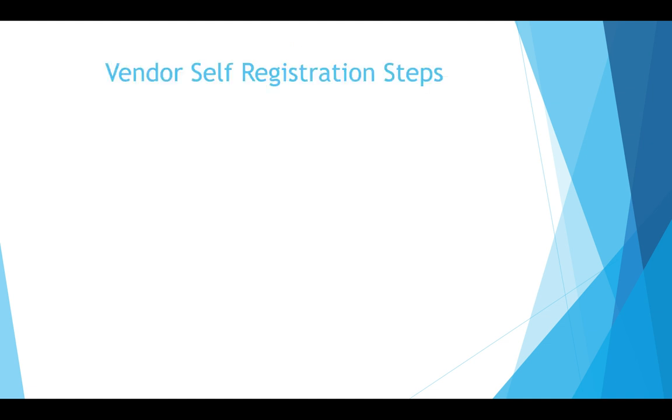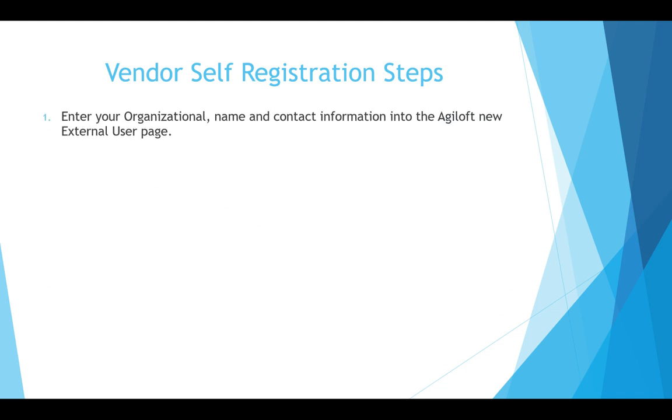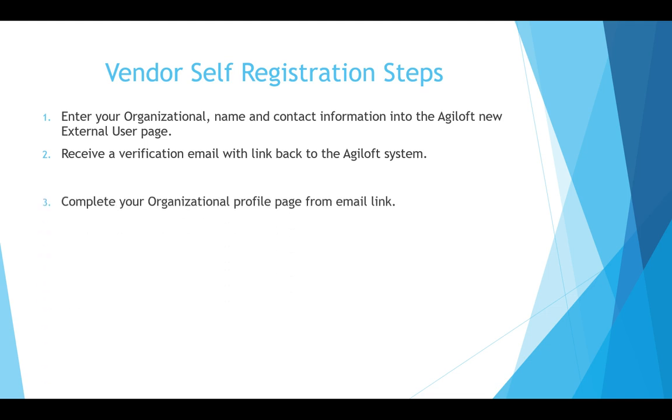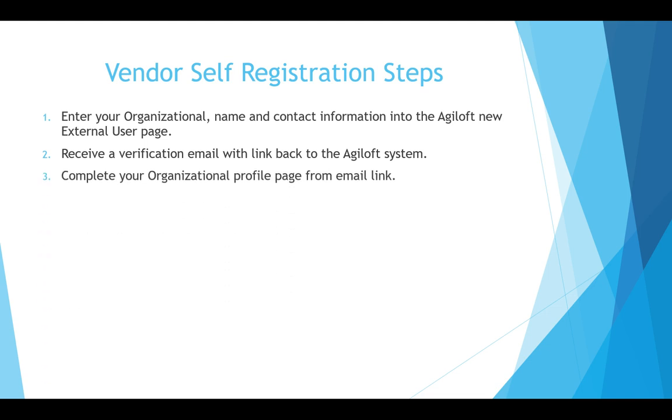Okay, so let's move into how we get registered as a vendor slash provider within Agiloft. You're starting by creating an organizational document for external users, basically contact name, an email address, and the legal SunBiz form of your organization's name. After you've completed that, you'll receive a verification email with a link back to the Agiloft system. You'll complete your organizational profile page from that email link.